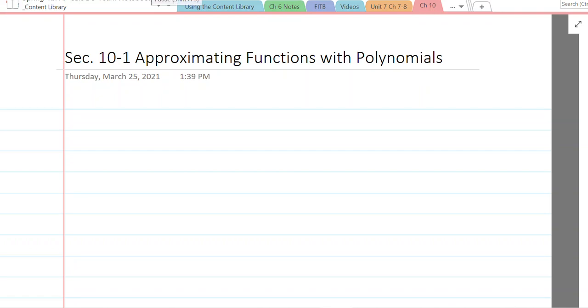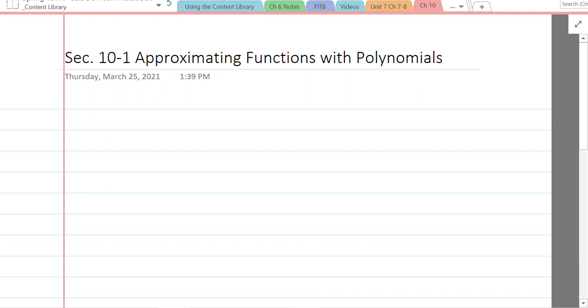All right, now we're starting on chapter 10, where we're going to build up to power series, and we're going to use what you learned in chapter 9 to check for intervals of convergence. Before we can do power series, we have to start with approximating functions with polynomials. And you've already done this when we did tangent line approximations.